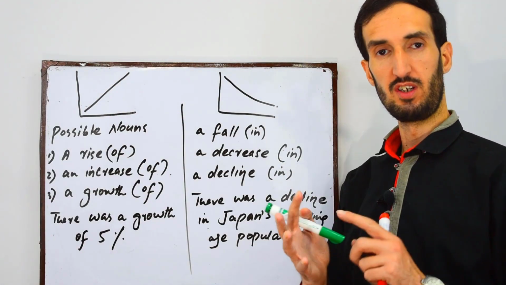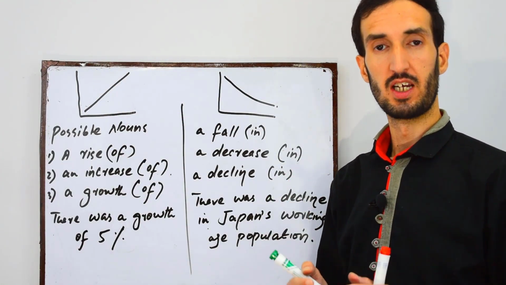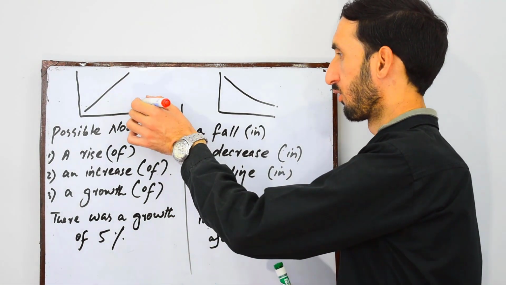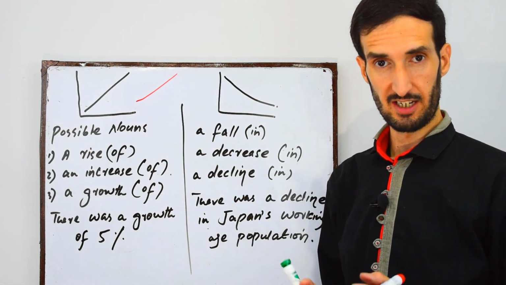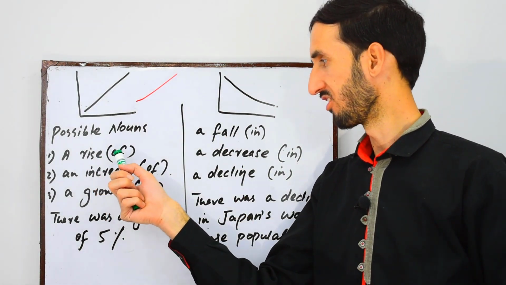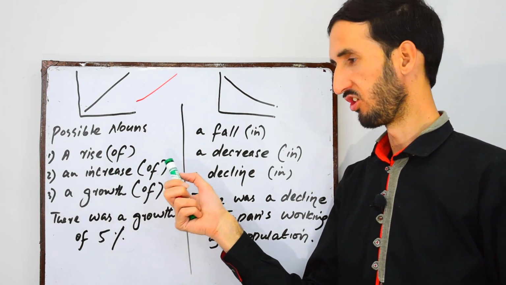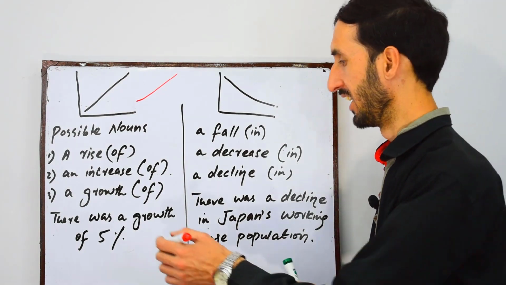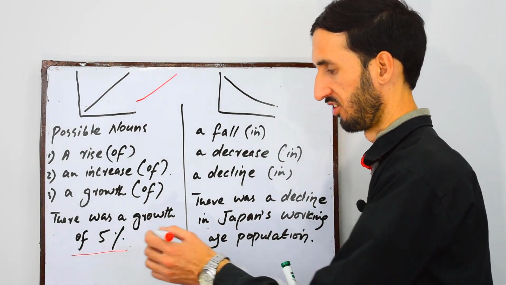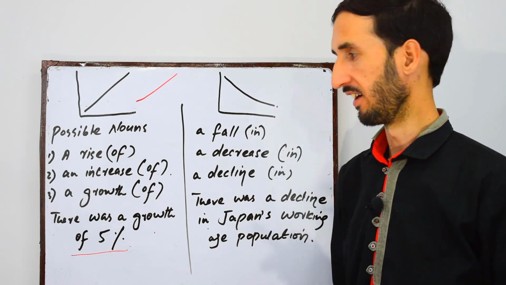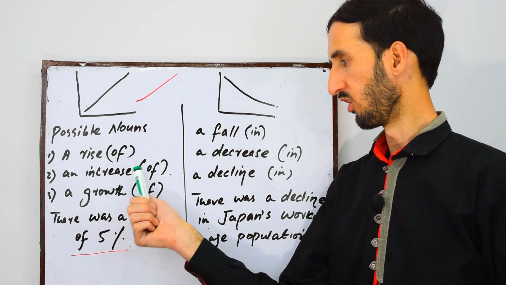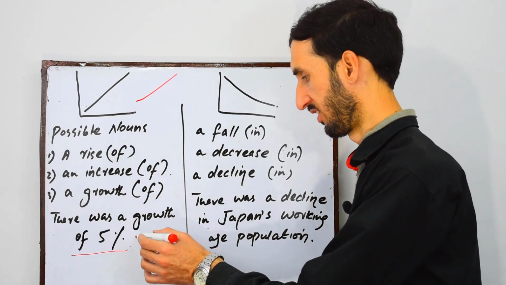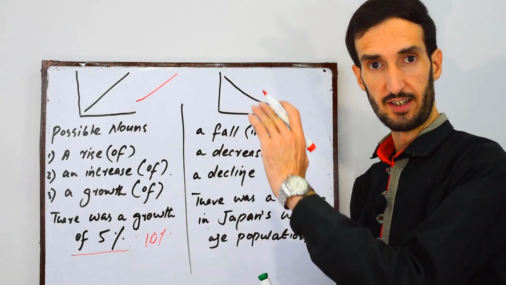Now noun. We have learned verbs, adverbs, adjectives, and last, nouns. If the line goes up, you have to use the word as a noun. You can use a rise of, an increase of, a growth of. For example, there was a growth of 5%, or there was an increase of 5%, or there was a rise of 5% or 10%. If the line goes up.